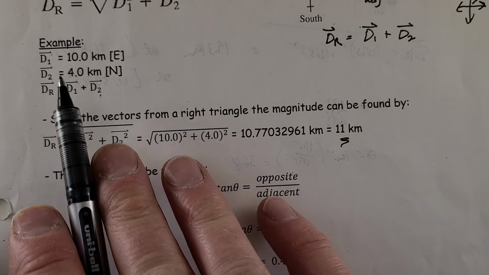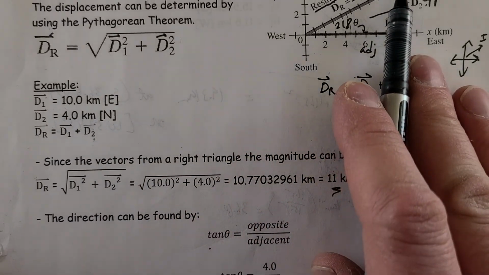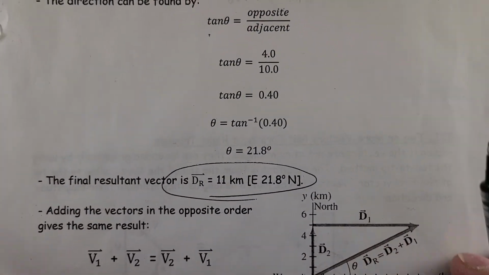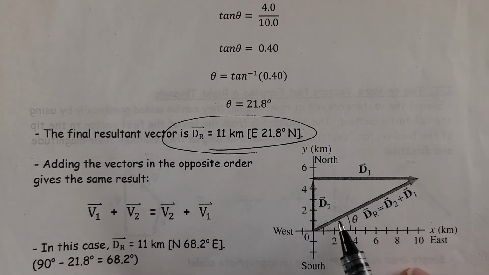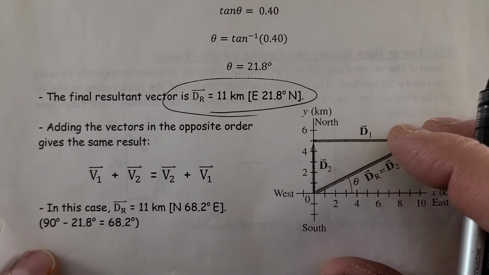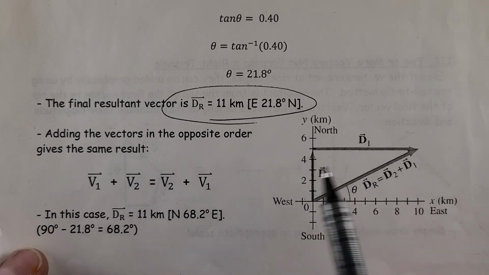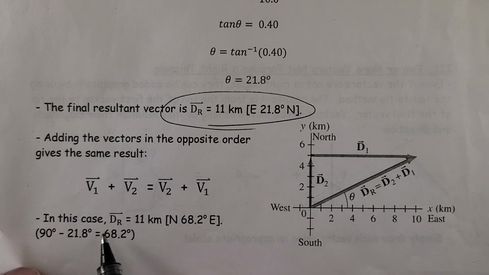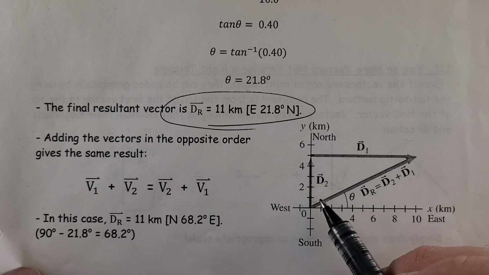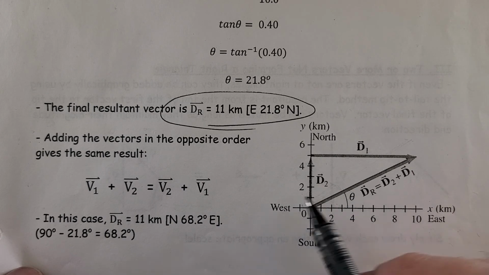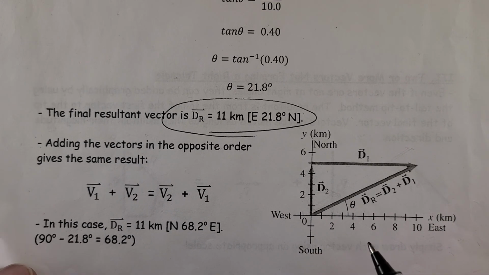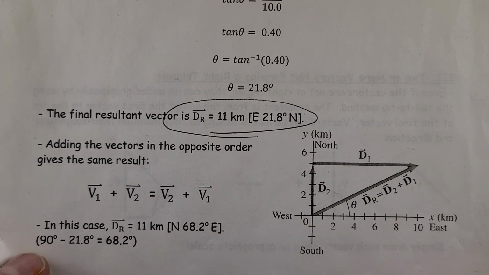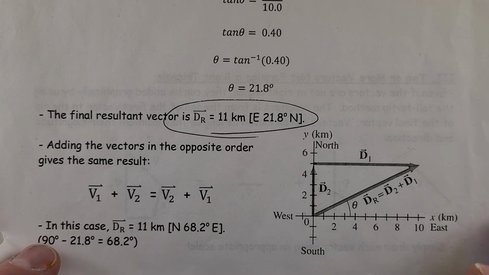Now, I originally drew it as D1 plus D2, but I could have drawn it as D2 plus D1 as illustrated down here. My opposite and adjacent sides are slightly different, and in that case I would be looking at this angle. In other words, 90 minus 21.8, which is 68.2. But adding them up, I would get the same result. It would work out to be 11 kilometers, and in this case, north 68.2 degrees east.